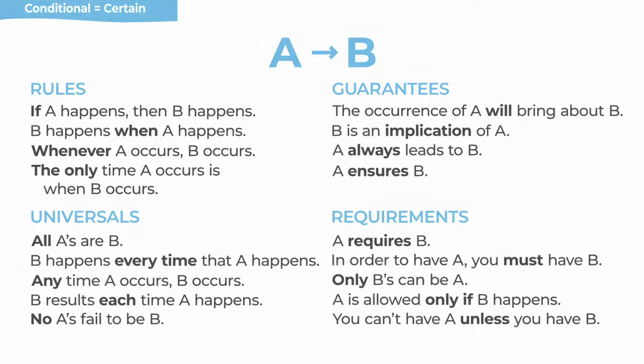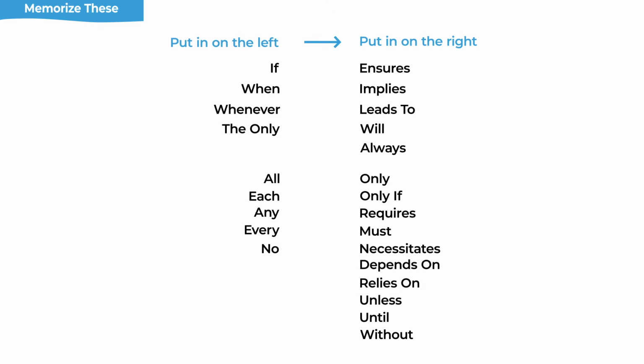Here's a list of the main conditional keywords. Anytime you see any of the words in the left side column, you'll put the idea attached to that keyword on the left of the arrow. And when you see any of the words in the right column, you'll take the idea that's attached to that word and put it on the right side of the arrow.